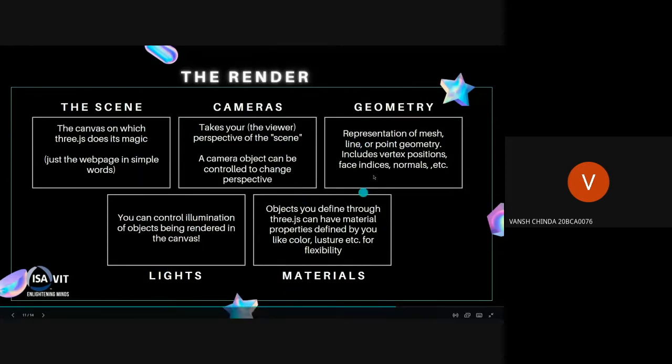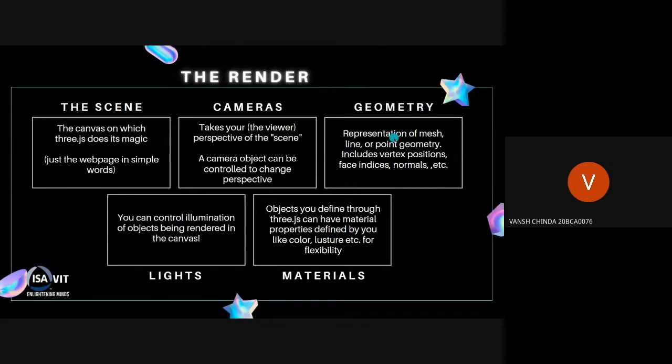And then there are these two. These two are really important. So the first is geometry. A geometry is a representation of mesh, line, or point geometry. It basically includes vertex, position, and faces. Now remember this: vertex are basically points, and they are vertex, position, and faces.